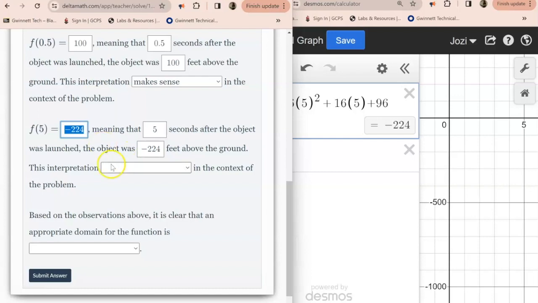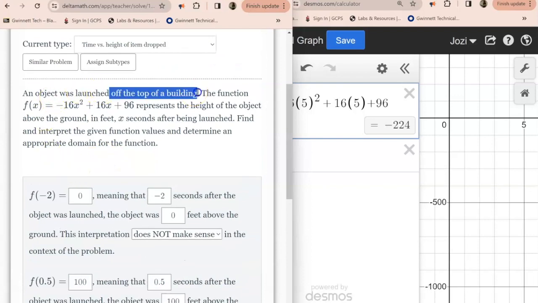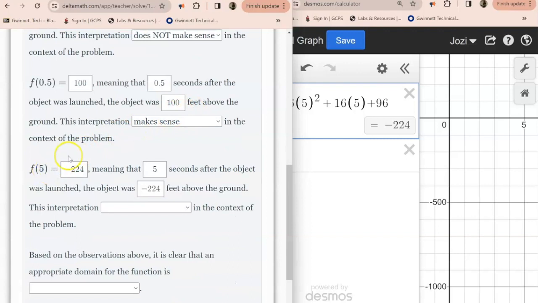But this is an object that's launched above on top of the building, like a ball or something that's thrown off a building. Once it goes to the ground, what's it going to do? Is it going to start drilling itself now? No, it's not. So it can't have negative height. But if the question had said, hey, I am drilling into the ground with this machine or whatever, and it goes into the ground, then sure. But right now, whatever object was thrown above, even if it's a bomb, it's not going to go negative 224 feet below. So this does not make sense.